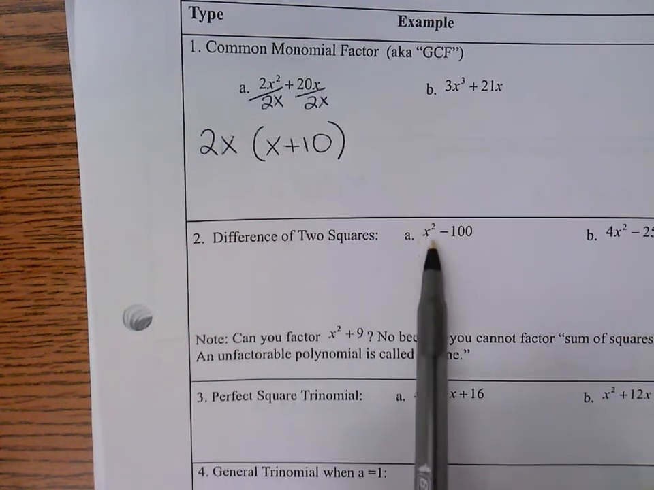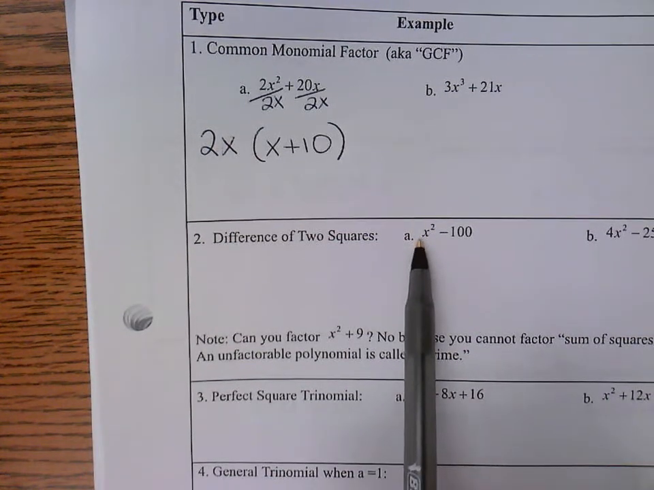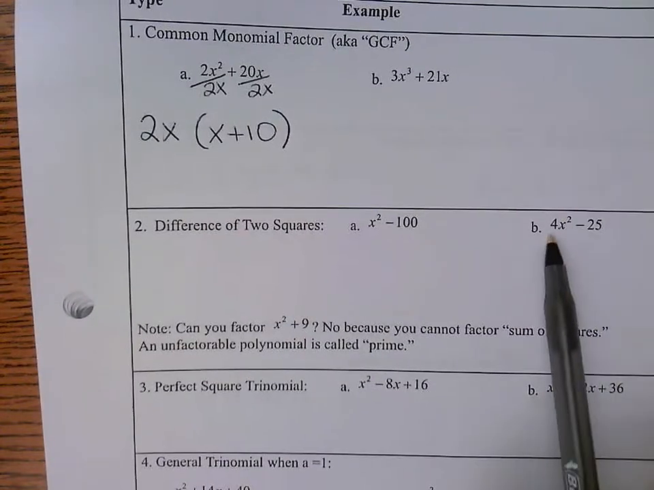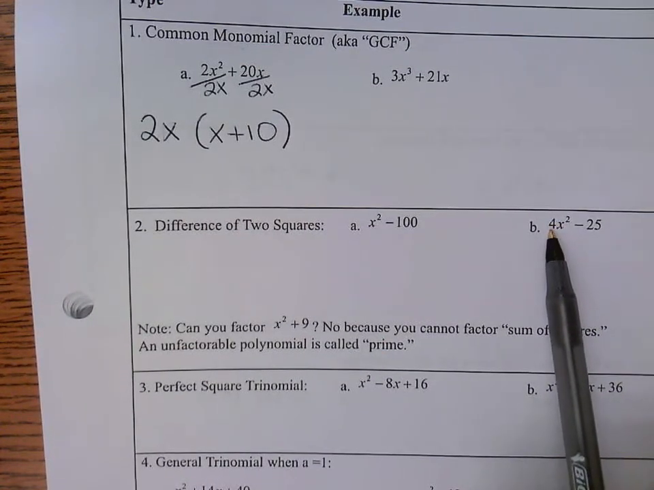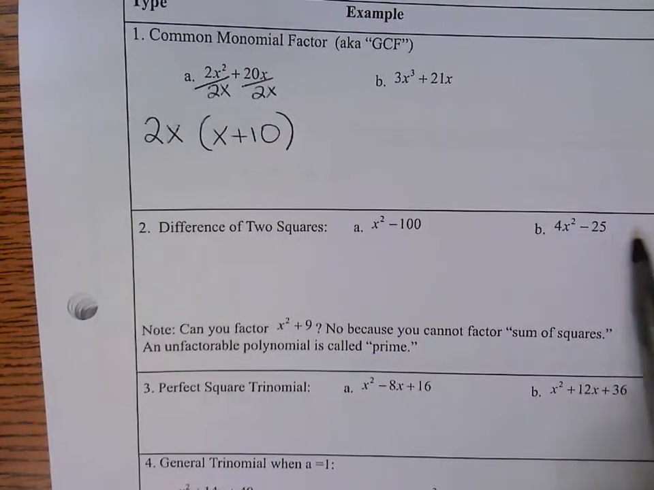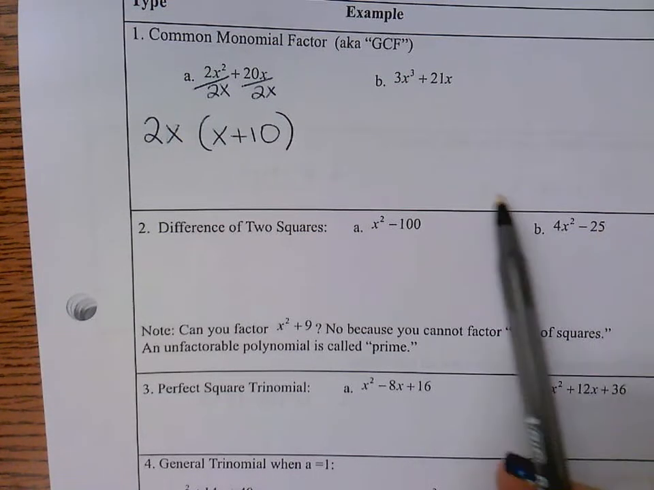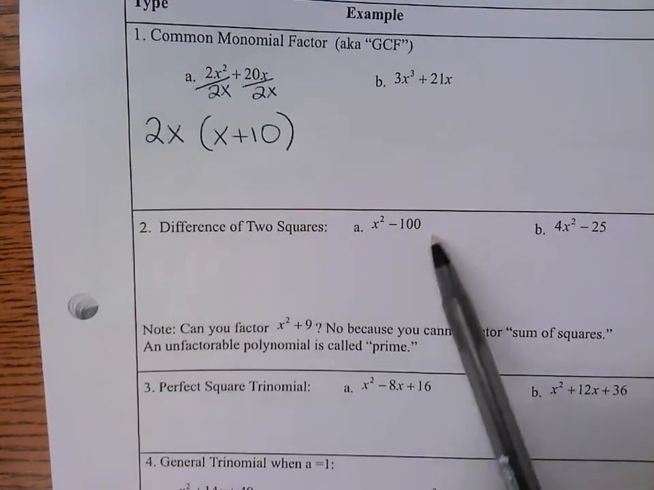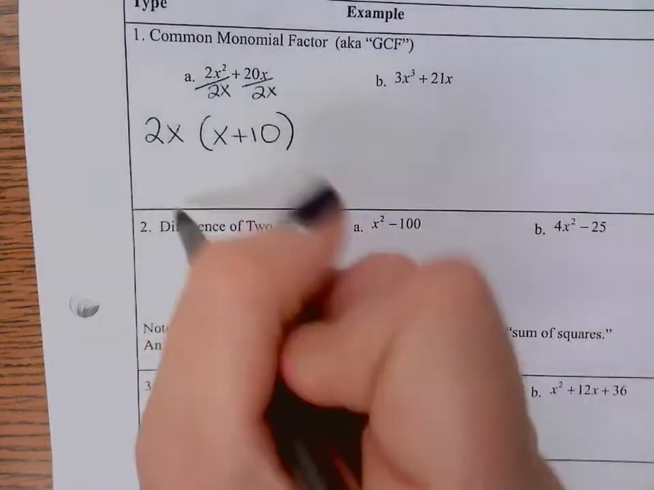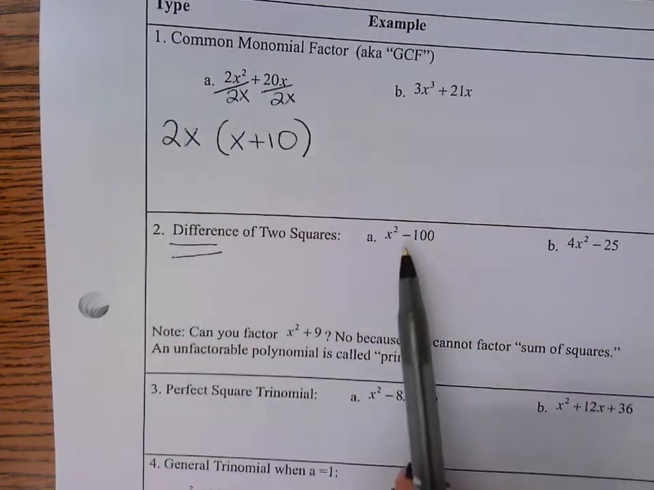So x squared with a coefficient of 1 is a perfect square. Over here, 4x squared, 4 is a perfect square. 100 is a perfect square. 25 is a perfect square. So your brain starts to recognize, oh, these are perfect squares. It says it's difference, meaning subtraction.